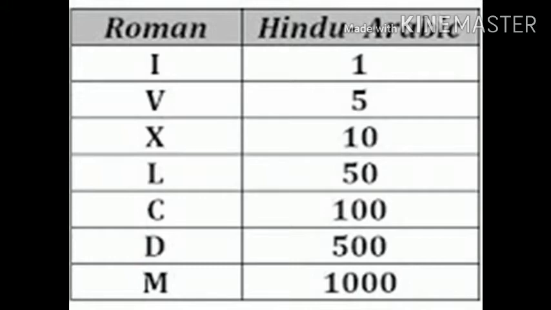I stands for 1, V stands for 5, X stands for 10, L stands for 50, C stands for 100, D stands for 500, M stands for 1000. So these are the 7 basic symbols we use to write in the Roman system. Let us see some more Roman numerals.